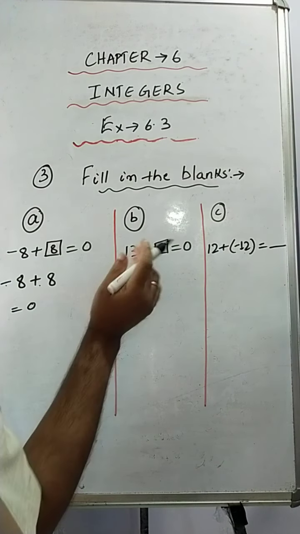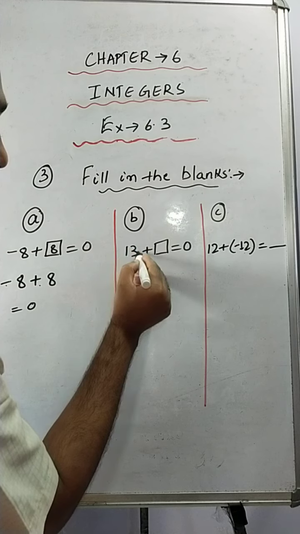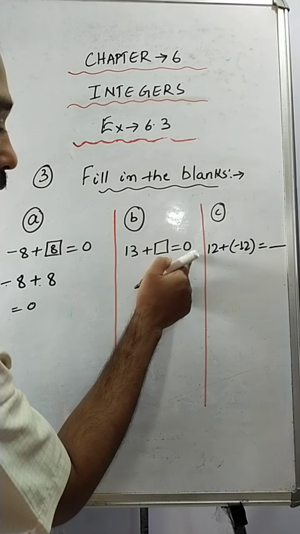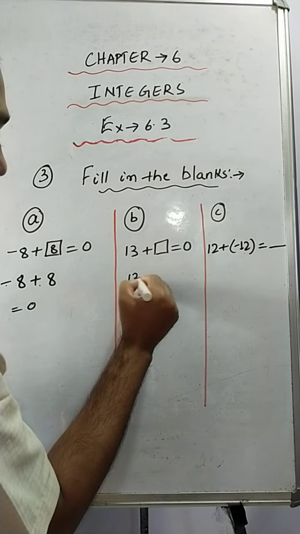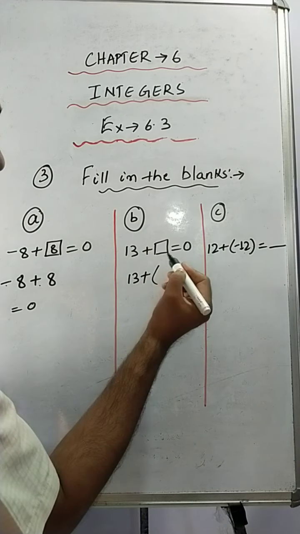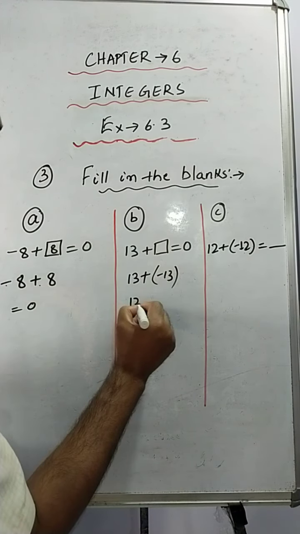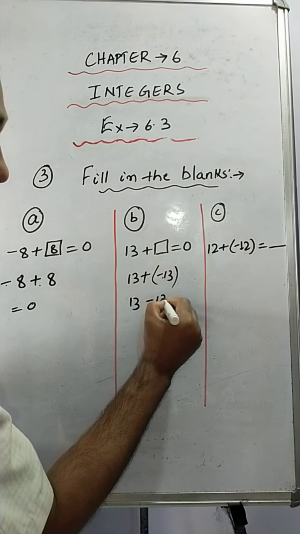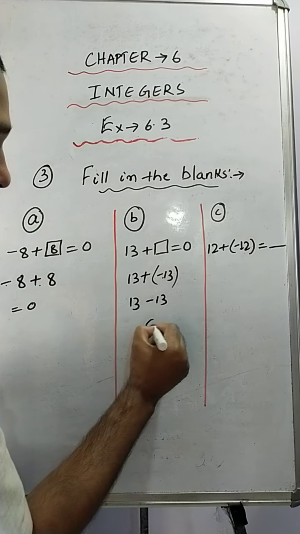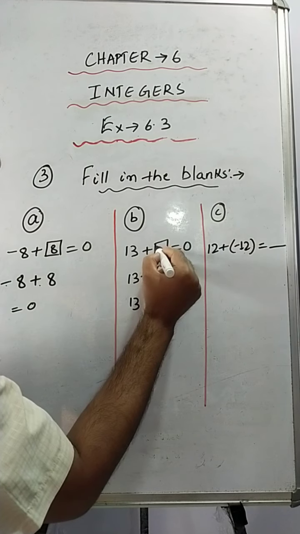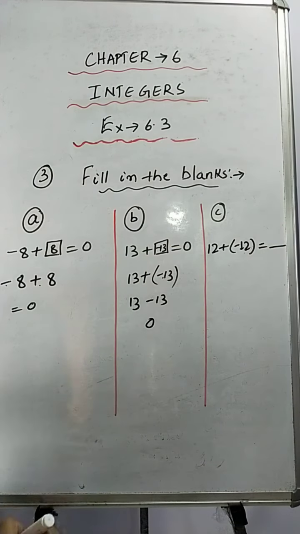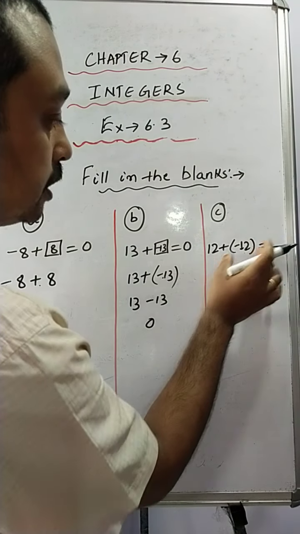Now let's see this one. What is the number that we have to add with 13 so that the answer should come 0? That means if I have to add something with 13, what is the number? Minus 13. How? See, now plus minus is minus, isn't it? So 13 minus 13 is what? 0. So what should I write inside the box? That is minus 13.